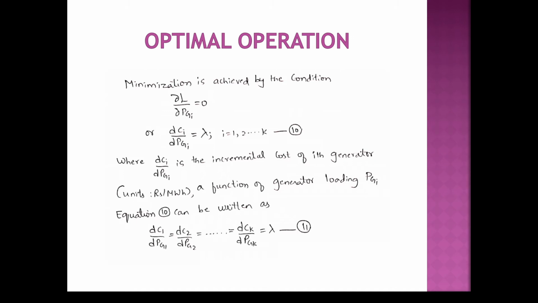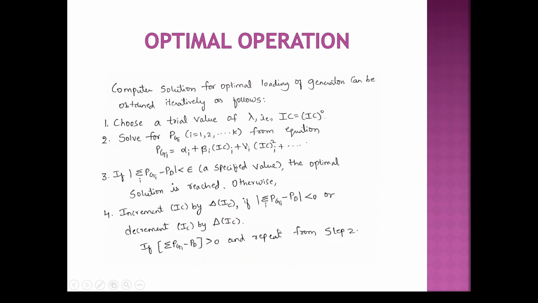Now this equation 10, that is dCi by dPGi equal to lambda, can be written as dC1 by dPG1 is equal to dC2 by dPG2 and so on, dCk by dPGk equal to lambda. Same thing, in place of i I am writing 1, 2, 3 and so on till k, and we are equating them all to lambda. Now let us see the steps.